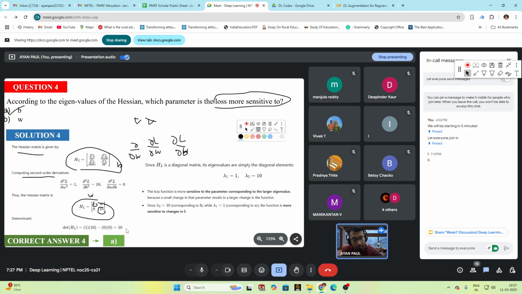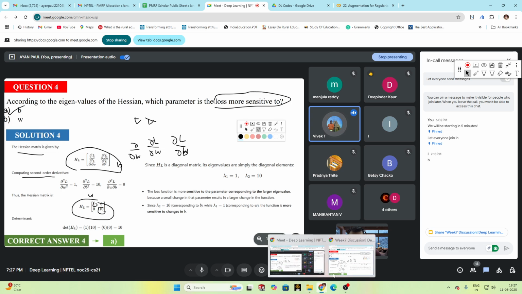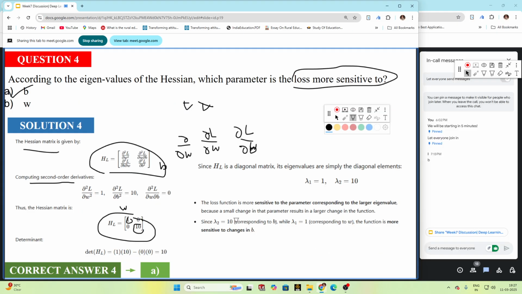Hello, am I audible? Yes, sir. Where does it come from, sir? We have discussed it in the slides now, where this Hessian matrix and all was not coming. In which method is it coming? This is a new thing, so we have not discussed it in the theory part, but this is how you have to calculate.